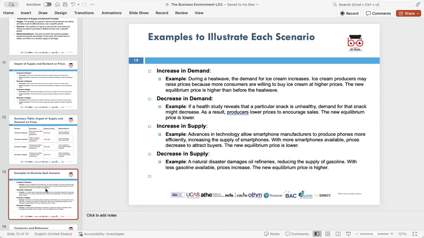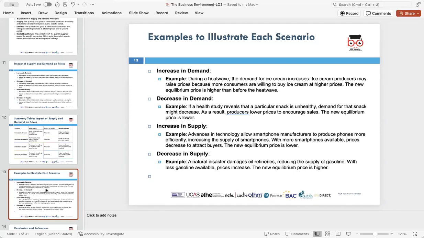Examples to illustrate the scenarios. Increase in demand: during a heat wave, the demand for ice cream increases. Impact: ice cream producers raise prices because more consumers are willing to buy ice cream at higher prices. The new equilibrium price is higher than before the heat wave.